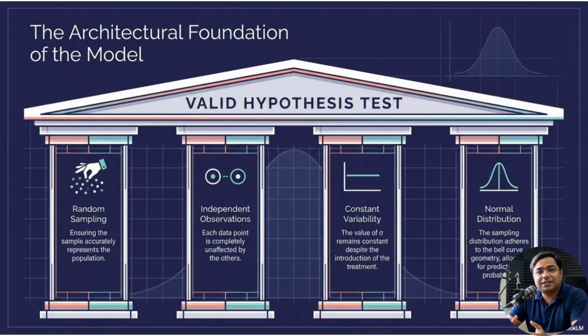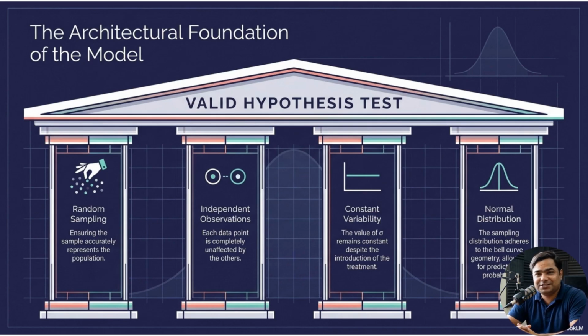This slide shows the assumptions behind a valid hypothesis test. A hypothesis test is only meaningful if certain conditions are reasonably satisfied. The first condition is random sampling. The sample should represent the population. If the sample is biased, the conclusion may also be biased. The second condition is independent observations. Each data point should be independent from the others. For example, one student's score should not directly determine another student's score.